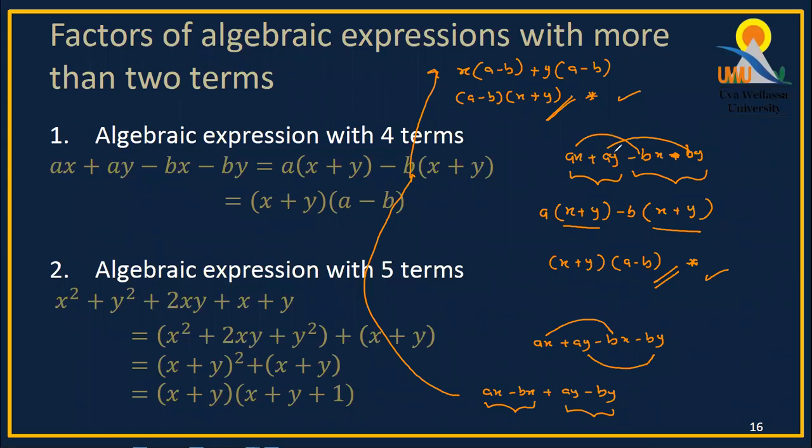According to the situation, you have to identify which two terms should be combined to take out the common factors, and which two terms should be considered for the latter step. Likewise, with practice, this will be really easy for the calculation. And now we will move to algebraic expressions with five terms.